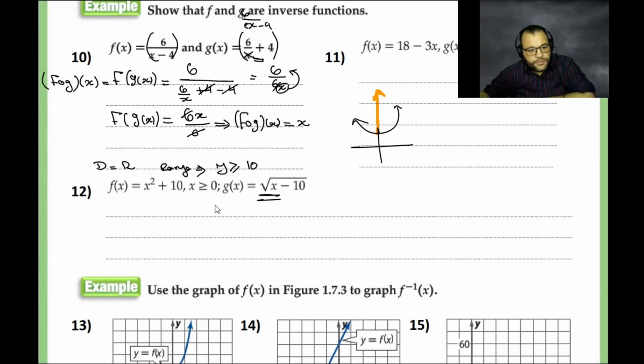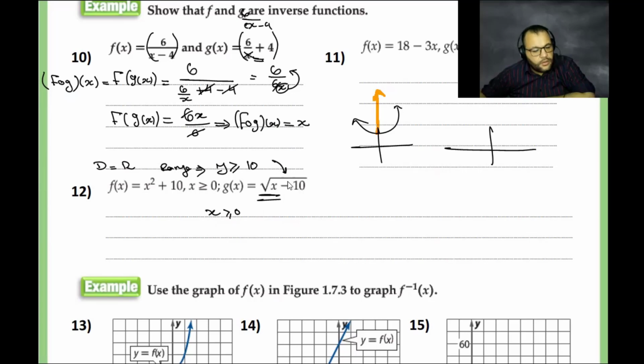Domain of the second one. The values must be more than, sorry, x must not be less than 10. It must be more than or equal to 10. I need a positive value, more than or equal to 10. What is the range for the second one? To know the range, you have to graph it. So what is the graph for this one?